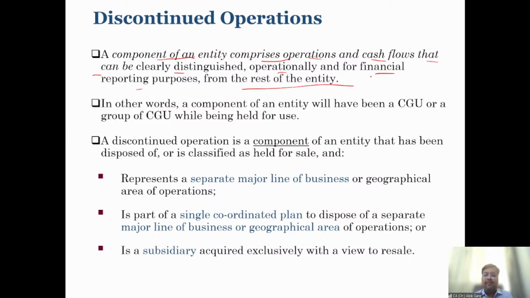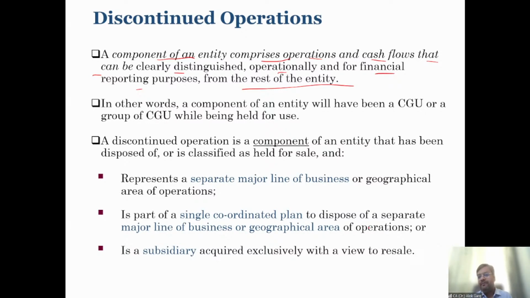separately. In case of segment reporting, what will happen? The company used to see the segment results, segment assets, segment liabilities, segment profit separately from the rest of the entity, right? So likewise, if a component comprises an operation and cash flow which can be clearly distinguished, I mean to say I can clearly find out my cash flow, my profitability, my revenue. Like in my example of FR and audit, can I separately compute the revenue, cost, profit, asset, liability from the Delhi based institute? Answer is yes.